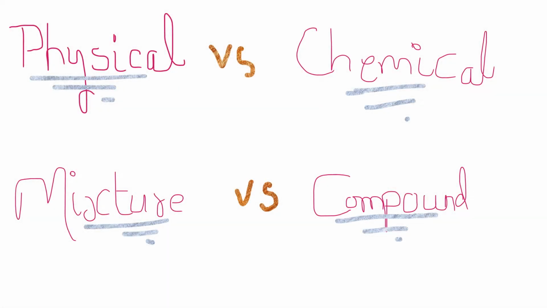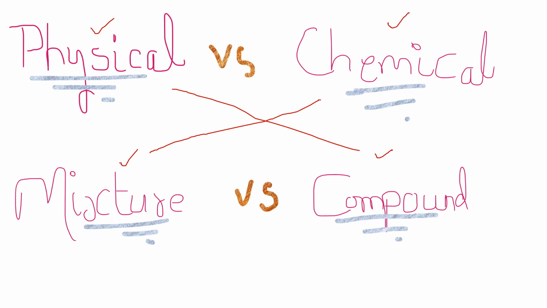This lecture is based on the very basic concept between the physical state and the chemical state, or we also term it as physical or chemical changes. Apart from that, these two changes are related to mixture and compound. Maybe these are closely related to each other, like whenever there is a chemical change, there is a formation of a mixture. Whenever there is a physical change, there is a formation of a compound.